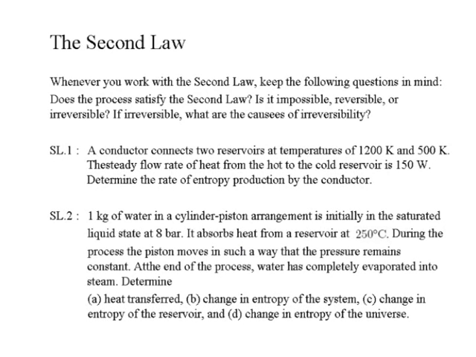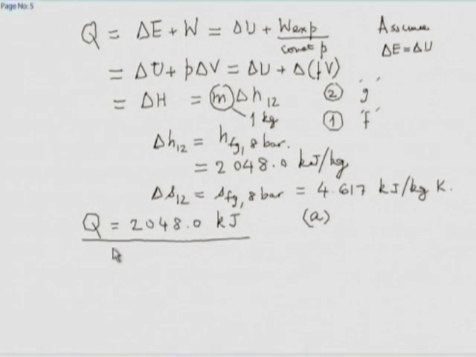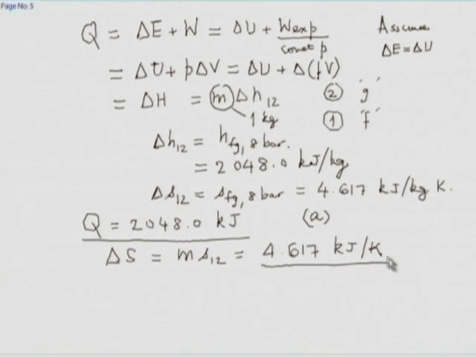What was the second part of the question? Change in entropy of the system. That is simple. We already have this. Delta S of the system is m S12, we have determined here. So, this is 4.617 kilojoule per Kelvin. Notice that the unit of entropy is unit of energy divided by unit of temperature, kilojoule per Kelvin. So, that is answer B.